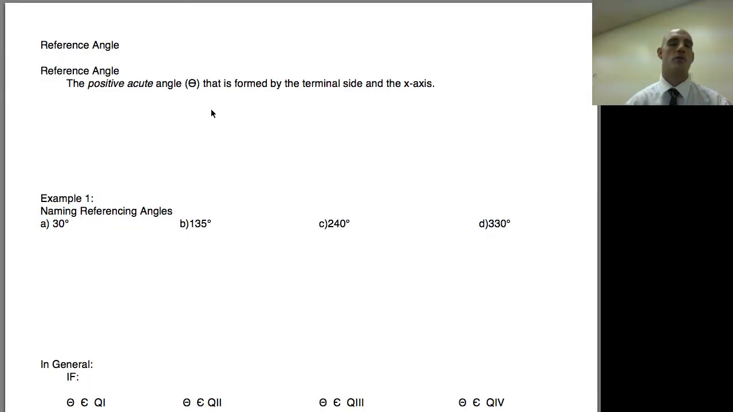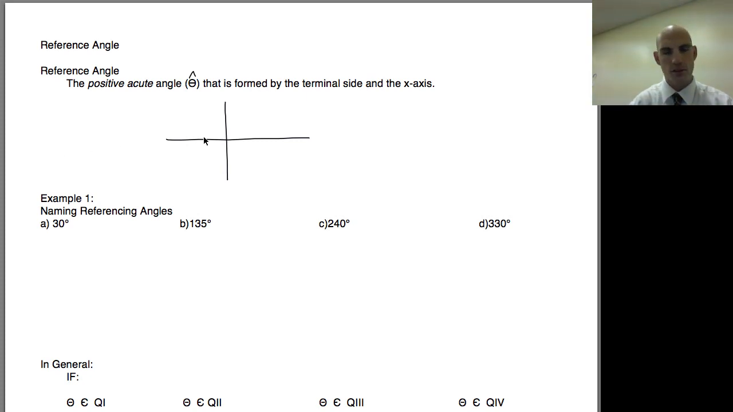Welcome back. Today we're going to talk about reference angle. Reference angle is going to allow us to find the exact values for trig ratios using angles that we already know in the coordinate plane. The positive acute angle, theta hat, that is formed by the terminal side and the x-axis. That is the reference angle.